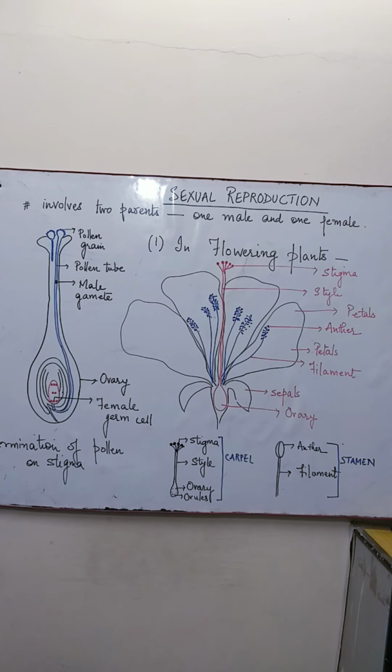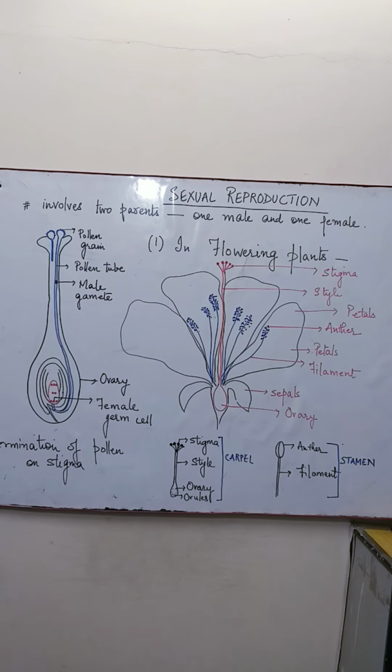In this video, we are talking about sexual reproduction. The process of sexual reproduction involves two parents, one male and one female parent. And also there is a process of formation of gametes over here. Now let us try and understand what is actually sexual reproduction.